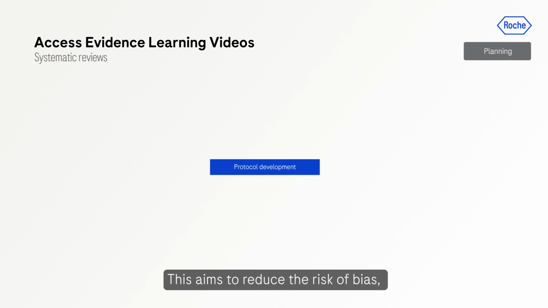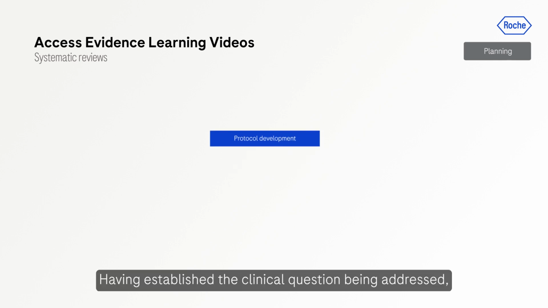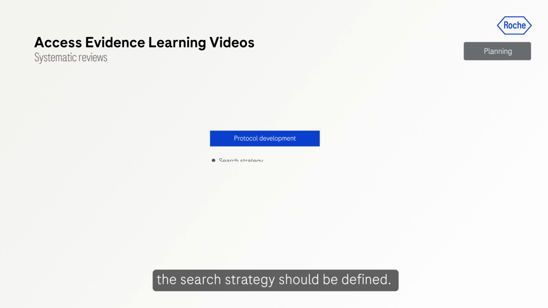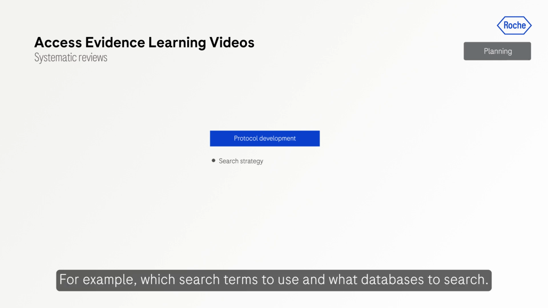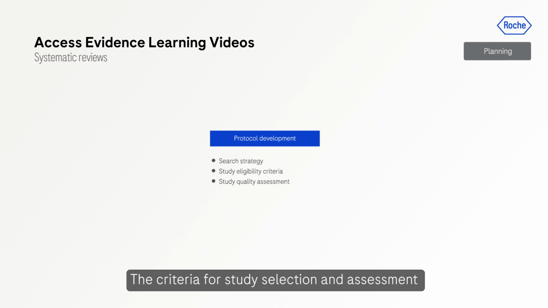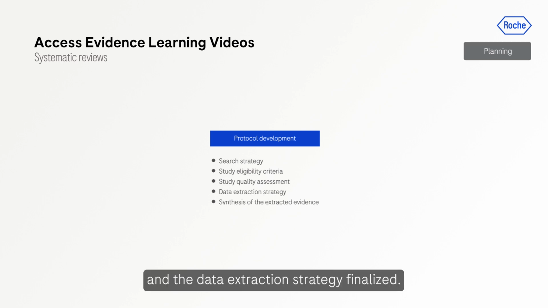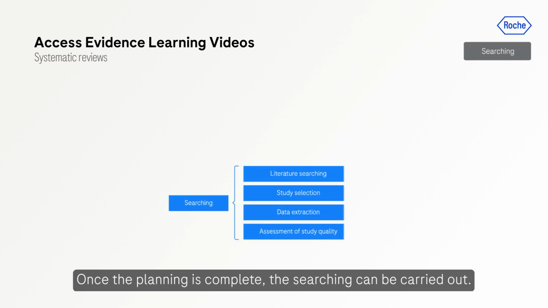This aims to reduce the risk of bias and helps ensure that the results of the review accurately reflect the published literature. Having established the clinical question being addressed, the search strategy should be defined. For example, which search terms to use and what databases to search. The criteria for study selection and assessment should also be defined and the data extraction strategy finalized. The format of data synthesis should be decided and a timeline for the project put in place. Once the planning is complete, the searching can be carried out.